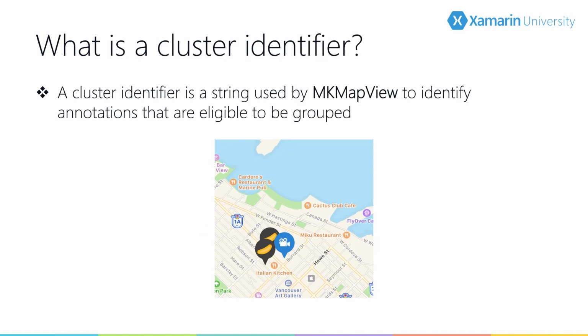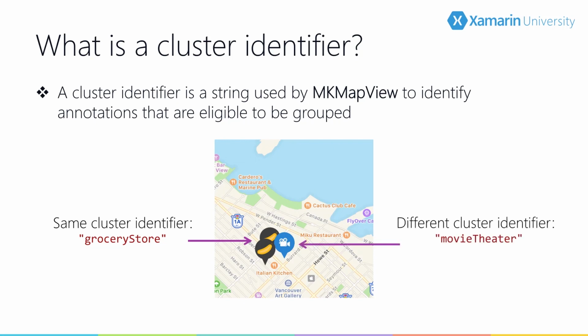The cluster identifier is a string that represents which annotations should be grouped together. If 2 annotations have the same cluster identifier and they are overlapping, then they are eligible to be clustered together. Here, the 2 grocery store annotations are eligible to be clustered because they are overlapping and they have the same cluster identifier. However, the movie theater annotation will not be clustered with the grocery stores because they have a different cluster identifier.